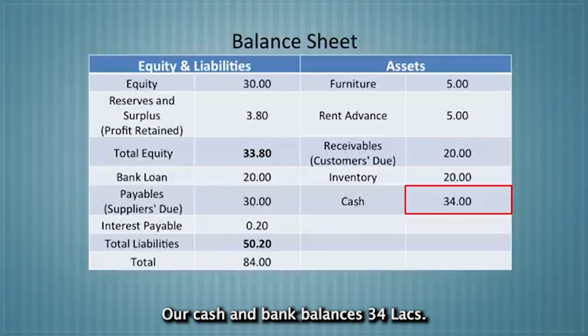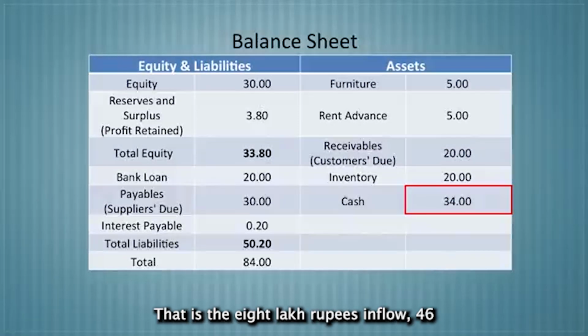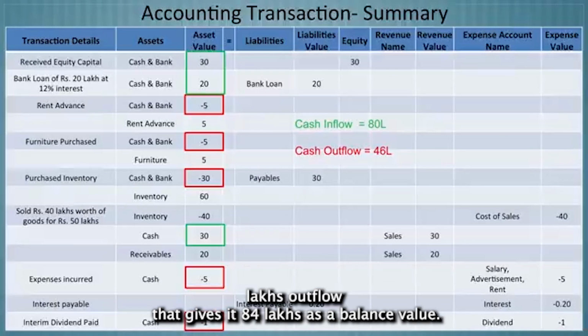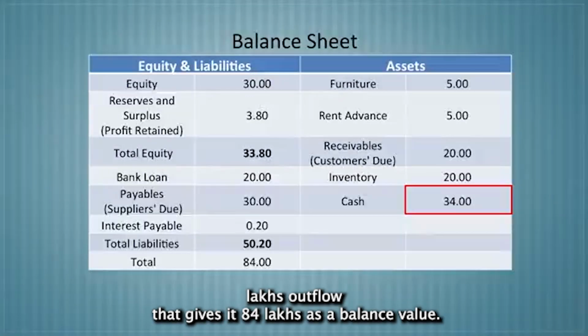Our cash and bank balance is 34 lakhs, that is 80 lakh rupees inflow, 46 lakhs outflow, that gives you 34 lakhs as a balance value.